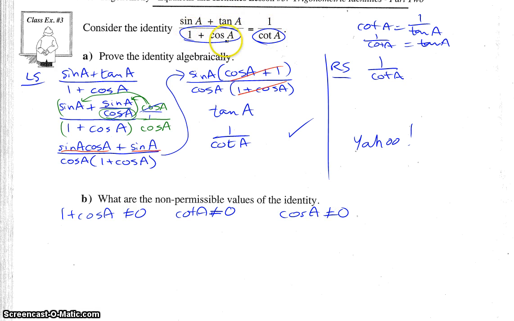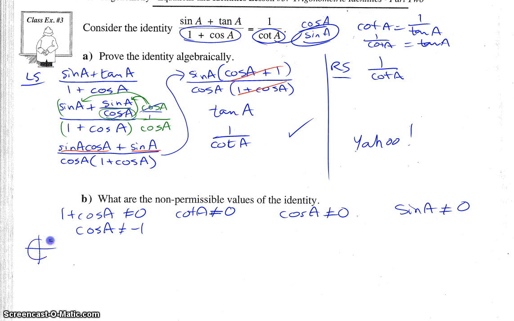And any other sneaky ones? Cotan is cos over sine. So therefore sine can't equal 0 either. We've got lots of restrictions happening here. So let's start with this first one. 1 plus cos A can't equal 0. So solve it like it was an equation. We'd subtract the 1 to the other side.